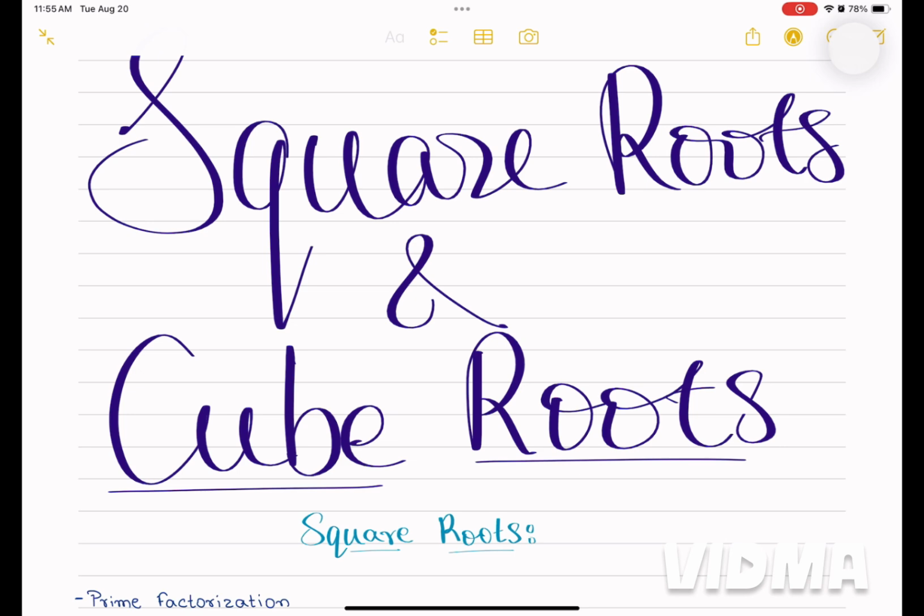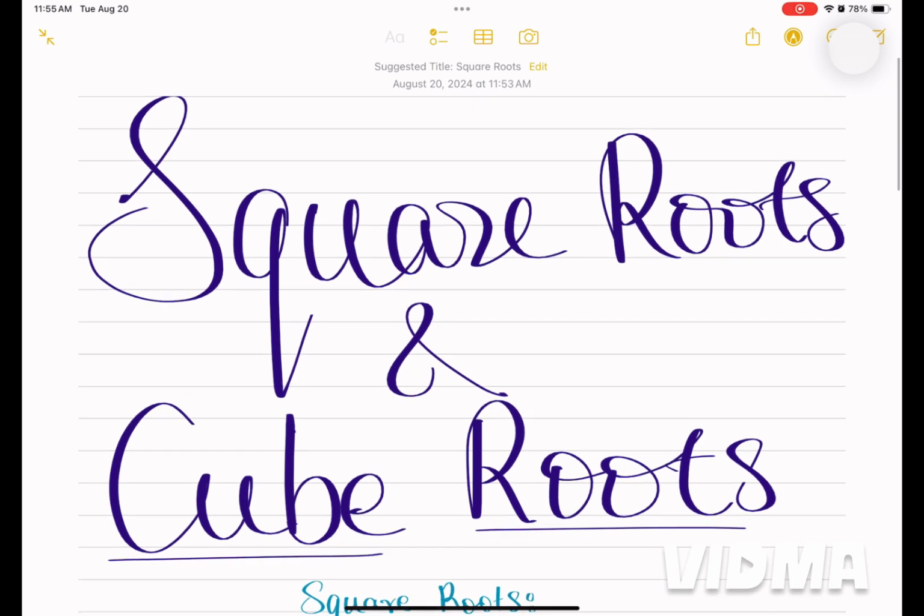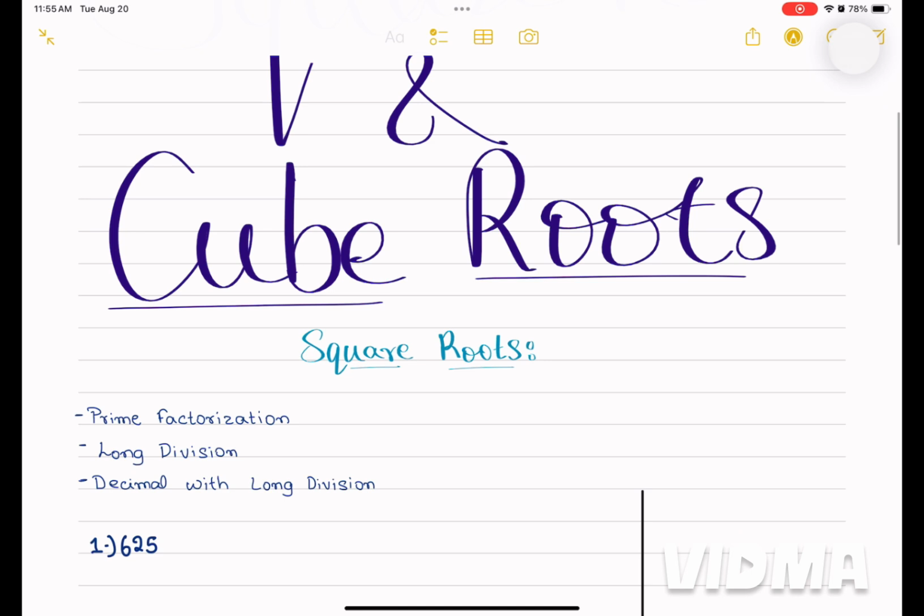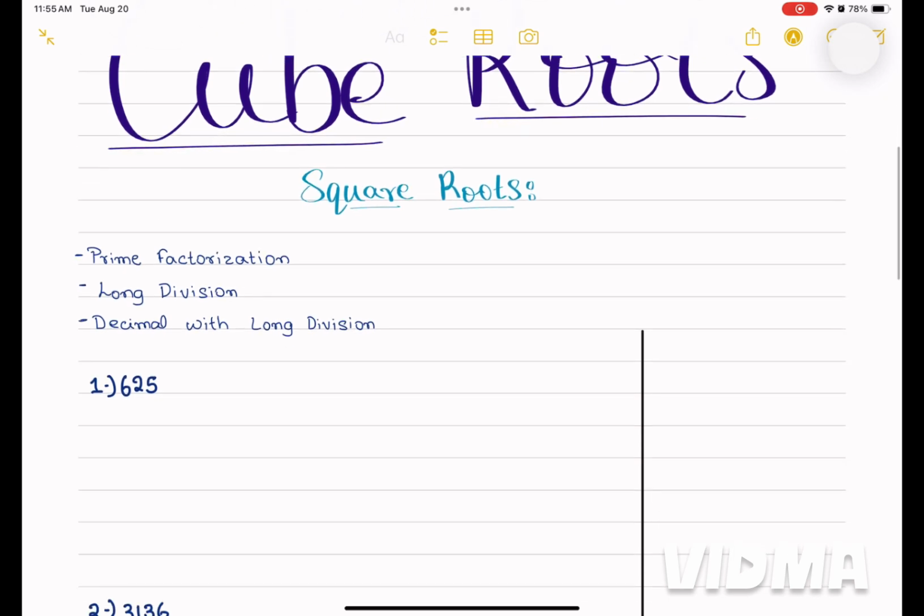Today we're going to explore a chapter that can be tough for many people, square roots and cube roots. Let's make this easy and fun to learn. In square roots, we will be exploring three main methods: prime factorization, long division, and decimal with long division. These three methods will help you solve any square root problem, even the biggest numbers and even numbers with decimals. Let's start with 625.